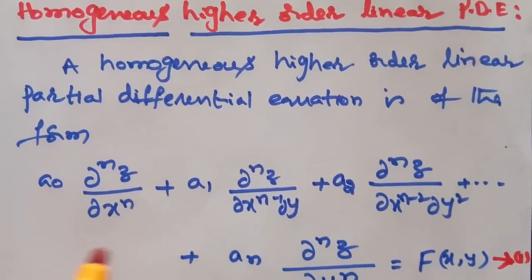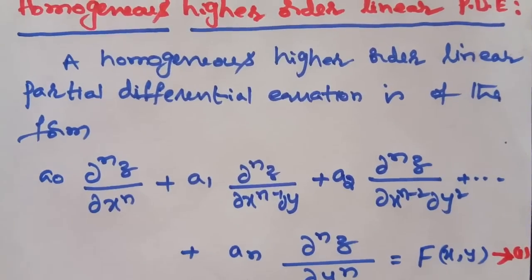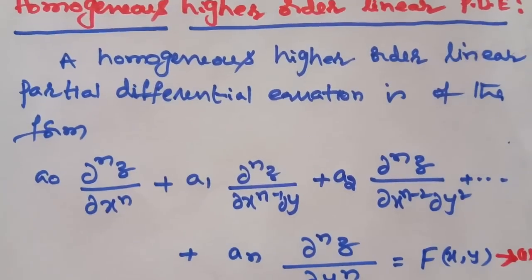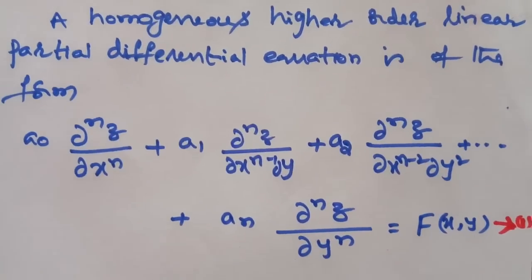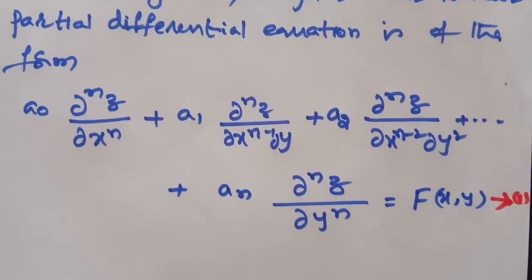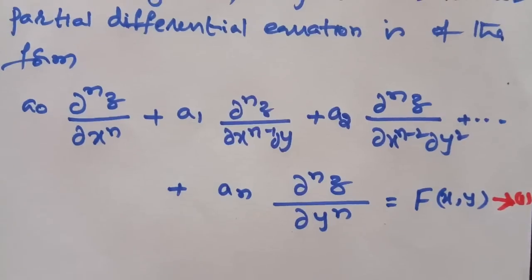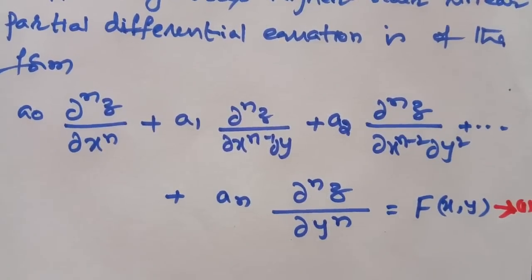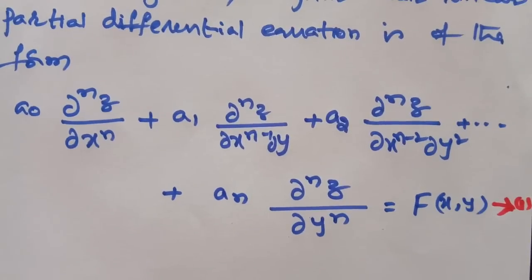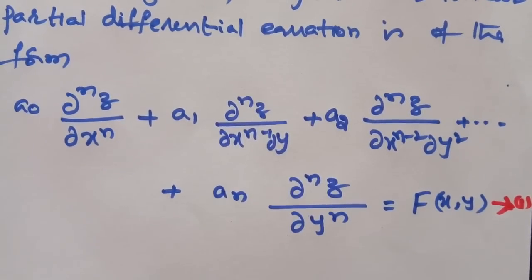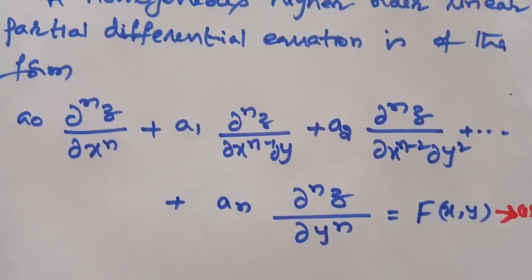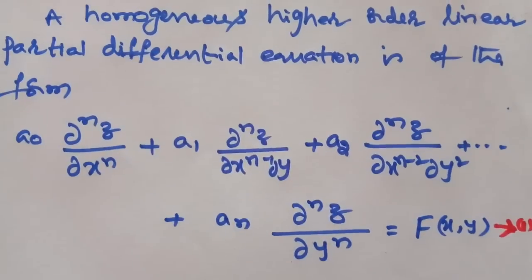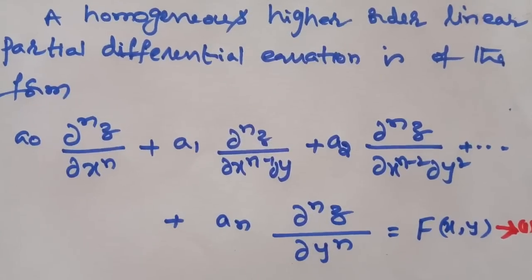Why are we calling it higher order? The order of the partial derivatives it involves is more than 1: second order, third order, fourth order and so on. So these are higher order partial differential equations. Why are we calling it a homogeneous higher order linear partial differential equation?